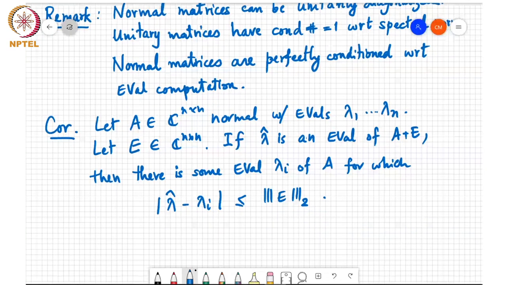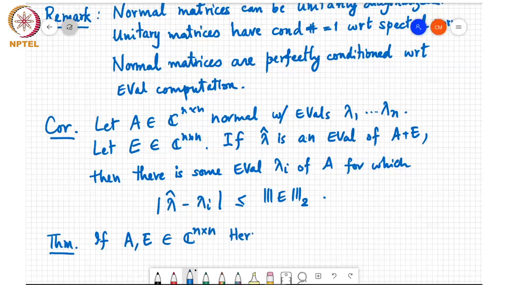Now, in the case where A and A + E are both Hermitian matrices, we can actually use Weyl's interlacing theorem to get an even better bound. So that's the next theorem. If A and E in ℂ^{n×n} are Hermitian matrices. Student: Are normal matrices Hermitian? Need not be. Correct.